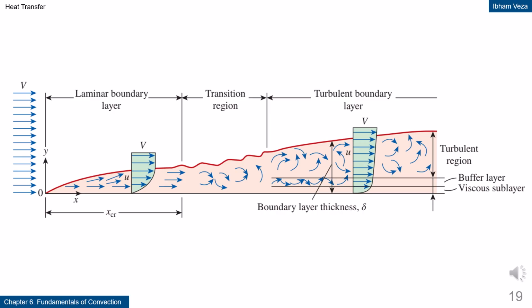Boundary layer development over a flat plate. This figure shows the development of the boundary layer from laminar to turbulent along the flow direction. Near the leading edge, the boundary layer is thin and the flow is laminar. After a certain distance, the flow enters a transition region and then becomes turbulent. The boundary layer thickness keeps increasing along the plate. This change in flow character strongly affects friction and heat transfer rates.